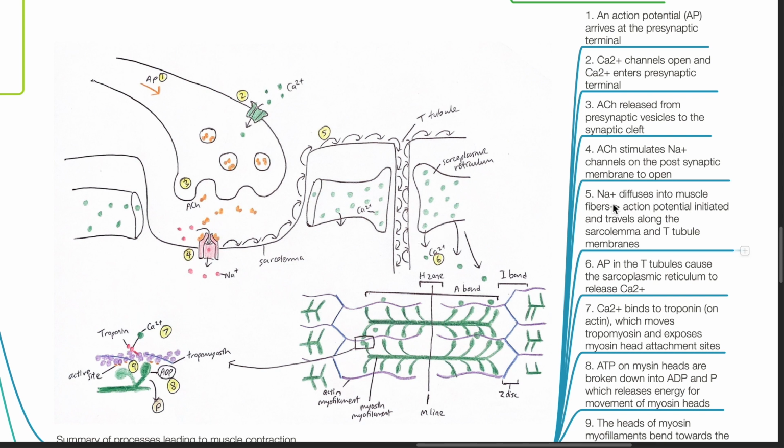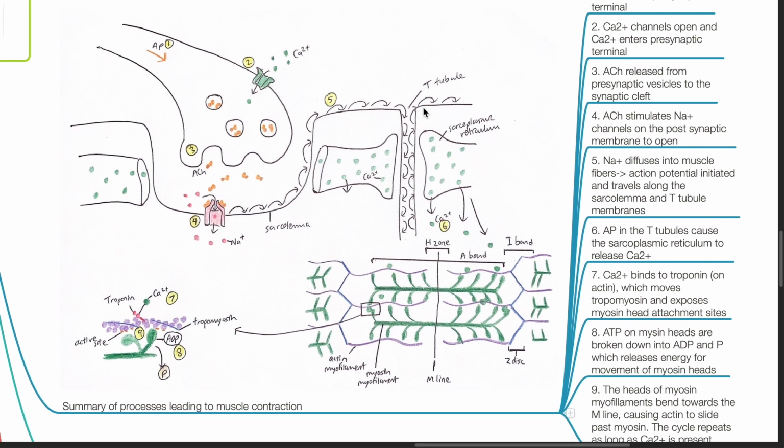Number 5. Sodium diffuses into the muscle fibers. An action potential is initiated and travels along the sarcolemma and the T-tubule membranes. Number 6. Action potentials in the T-tubules cause the sarcoplasmic reticulum to release calcium. Number 7. Calcium binds to troponin on actin, which moves tropomyosin and exposes the myosin head attachment sites. Number 8. ATP on myosin heads is broken down to ADP and P, which releases energy for movement of the myosin heads.